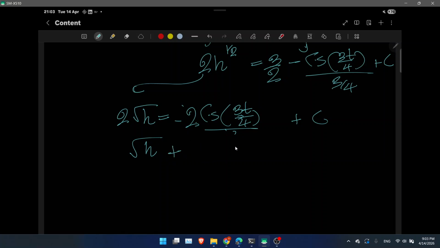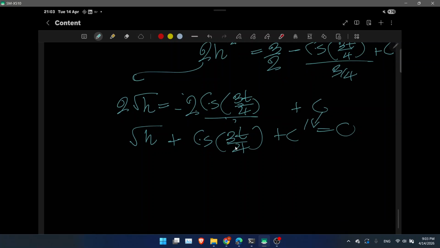And bring the cos term to the left side: square root of h plus cos 3t over 4 plus c dash is equal to 0. This is not the same constant because I divided the whole equation by 2 and brought c to the left side. So this is the solution of the differential equation. Now our initial condition is given: when t is equal to 0, h is equal to 1.